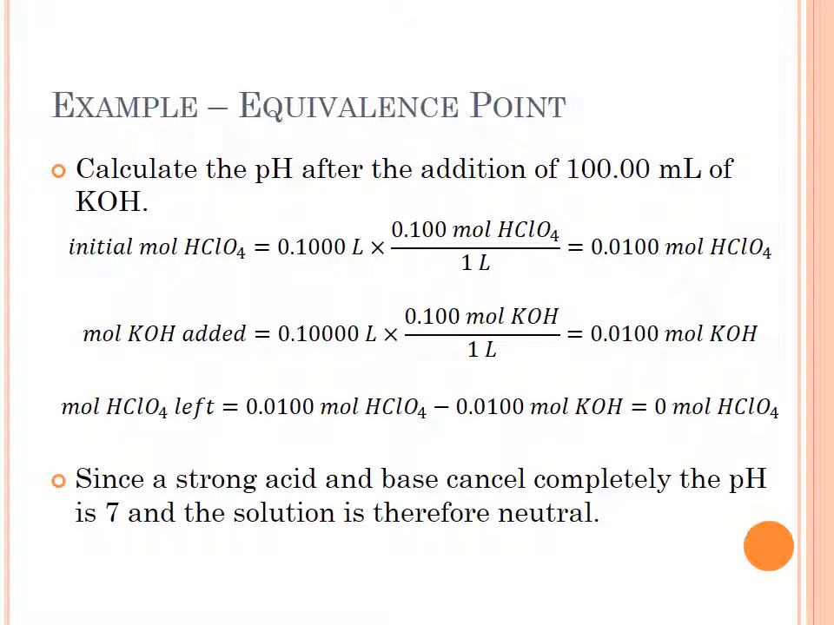So all we have there is the neutral salt of potassium perchlorate, and since it's a strong acid, strong base, they cancel completely. The salt's neutral, therefore the solution is neutral. So we should have a pH of 7 at the equivalence point, as one may think.